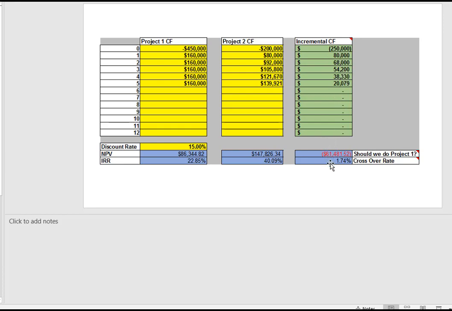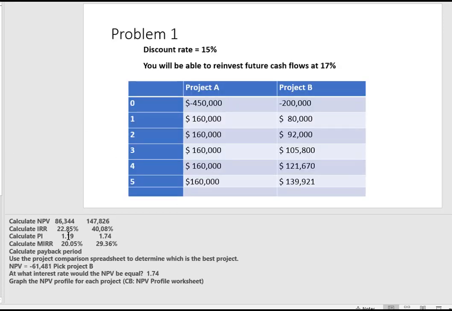In this case, it says that the incremental cash flow has a negative net present value. What that means is that project 1 has less value to the firm than project 2. So in this case, you should reject project 1 and do project 2. Of course, that's what we showed with respect to the answers, right? You can see here that the net present value of project A is $86,000 and B is $147,000. And across the board, all the numbers are better for project B than for project A.